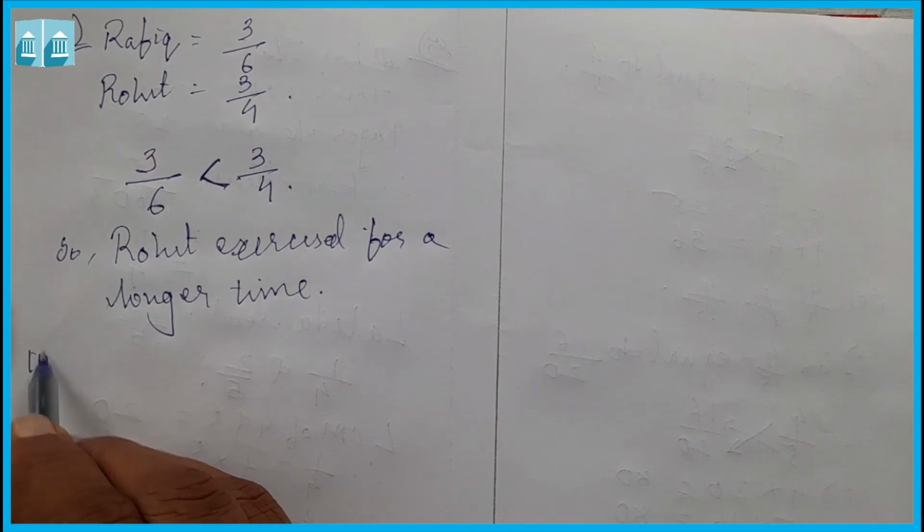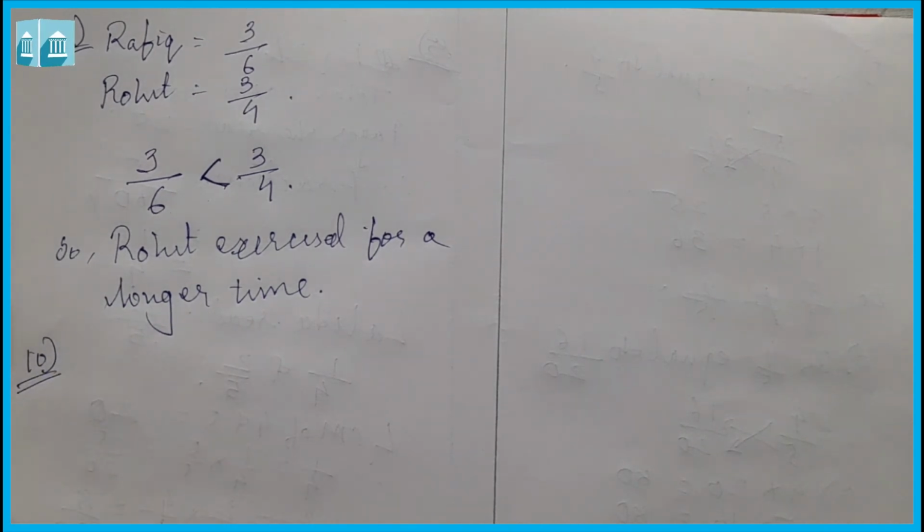Now let us see question number 10. In class A, of 25 students, 20 passed in first class. In another class B, of 30 students, 24 passed in first class. In which class was the greater fraction of students getting first class?